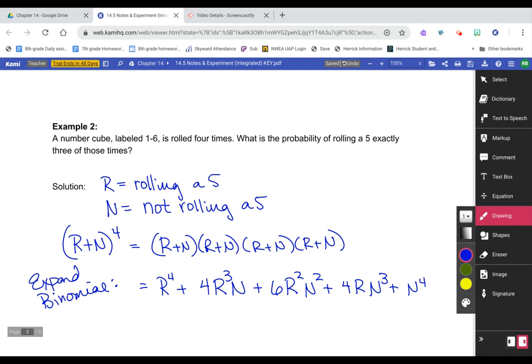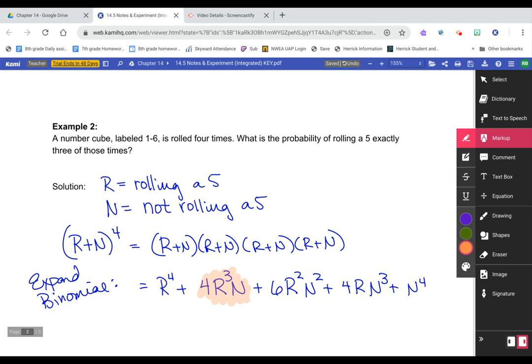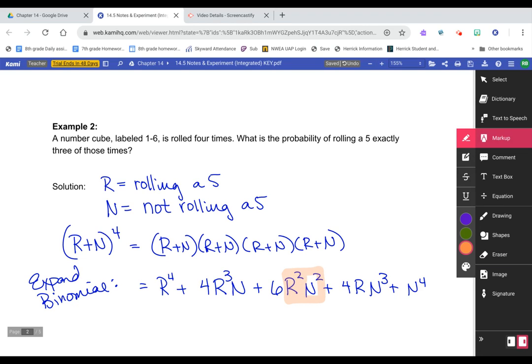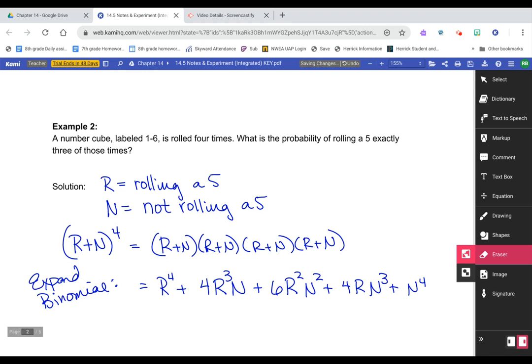The second term represents rolling a 5 3 times and not rolling a 5 1 time. Don't worry about the number 4 in front. Just worry about this portion of it. So R cubed N, 3 times rolling a 5, 1 time not rolling a 5. Okay, and you could probably guess that this term right here means rolling a 5 twice, not rolling it twice. Over here we have rolling it once, not rolling it 3 times, and the last option is not rolling a 5 all 4 times.